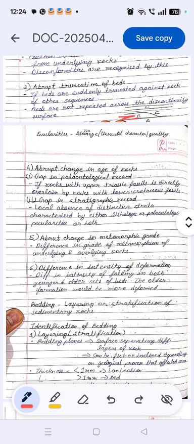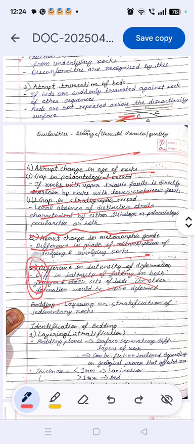First is the gap in the paleontological record. Suppose this is the layer. This is the older, this is the younger. If these rocks contain upper Triassic fossils and this rock contains lower Cretaceous fossils, then there will be unconformity because there is a very large time gap between them.